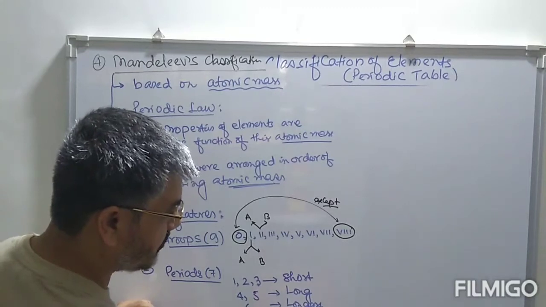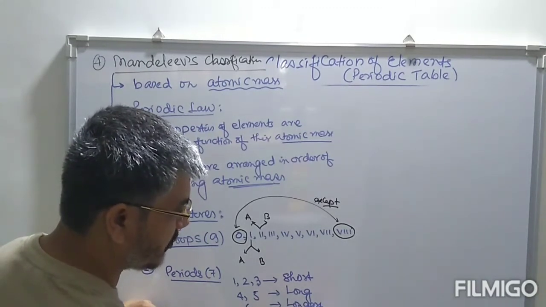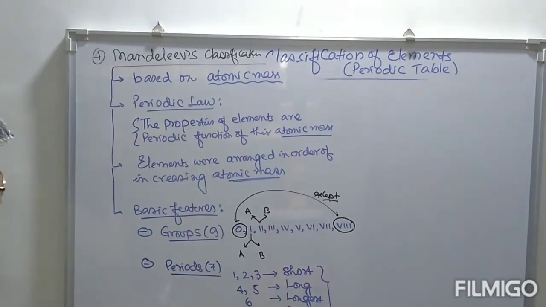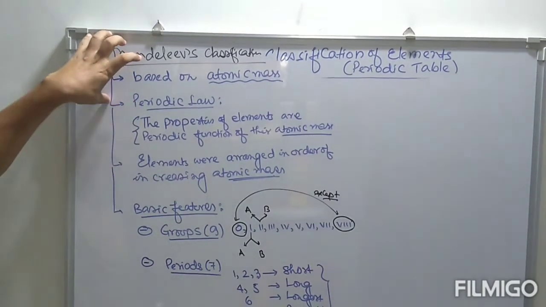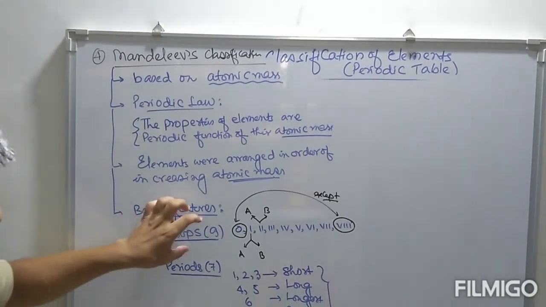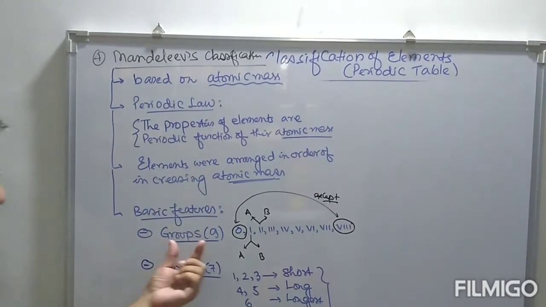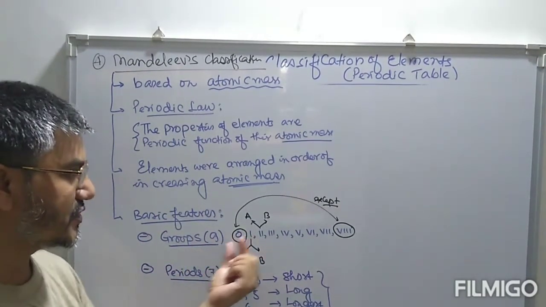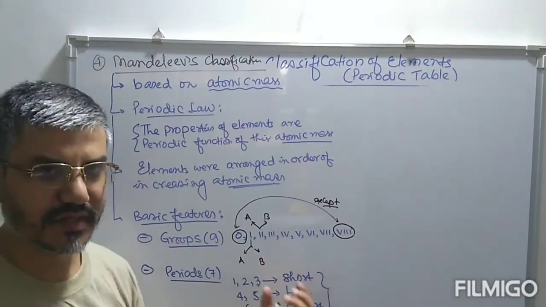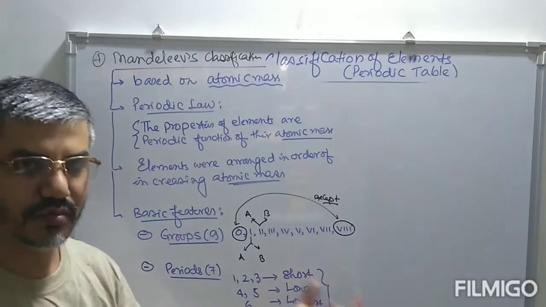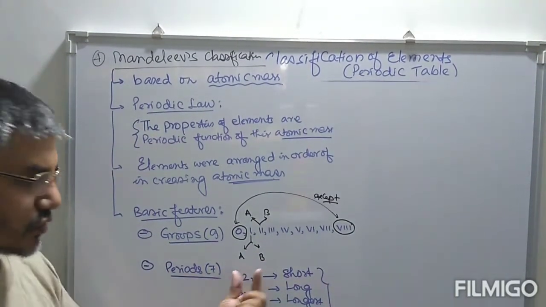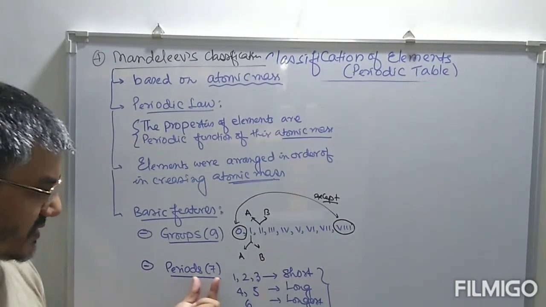7, that is incomplete, means many more elements are yet to be discovered. So Mendeleev's classification of elements, the basic feature is that it consists of groups and periods. Total number of groups is 9, that is from 0 to 8. Except 0 and 8, each group is subclassified into subgroup A and subgroup B. And the total number of periods, meaning horizontal rows, is 7.